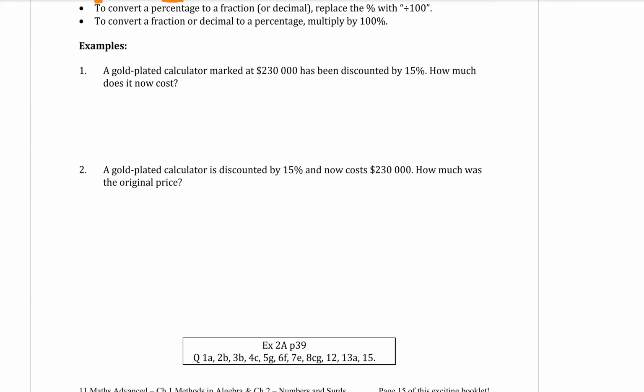Well, some of you might want to find 15% and then subtract it off. But the shorter method is to say, if I want to discount something by 15%, it means that I want 85%. All right, 100% is the total. If I subtract off 15, I want 85%. Now, 85% of, because percent means divided by 100, if I times that by the $230,000 calculator, my calculator has been discounted to $195,500.